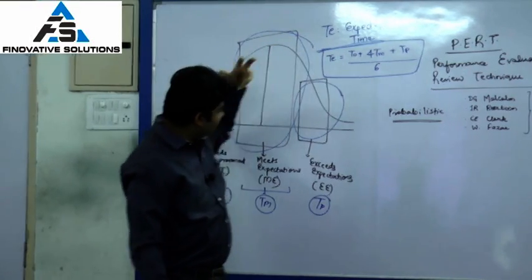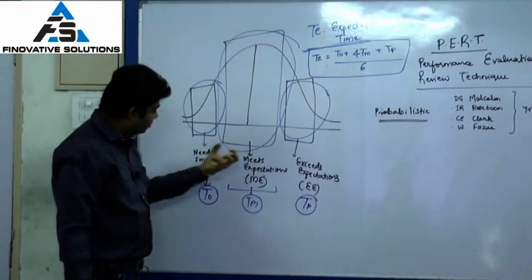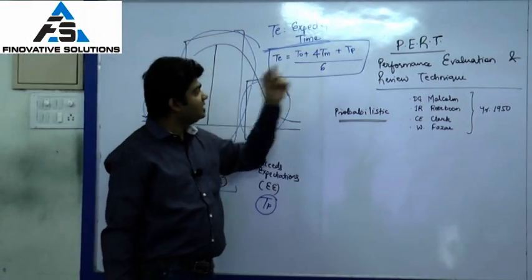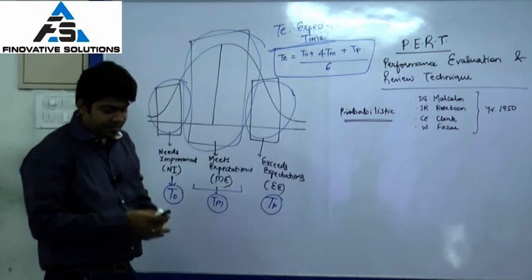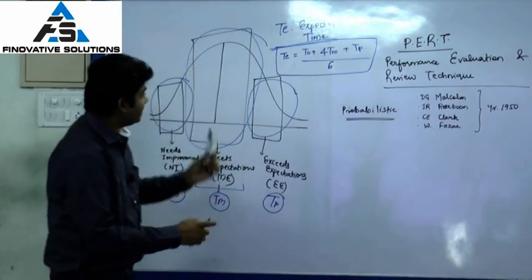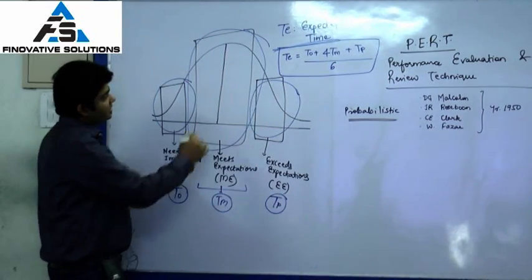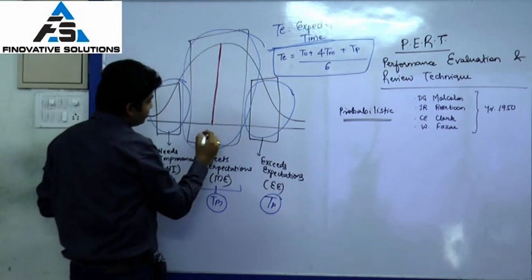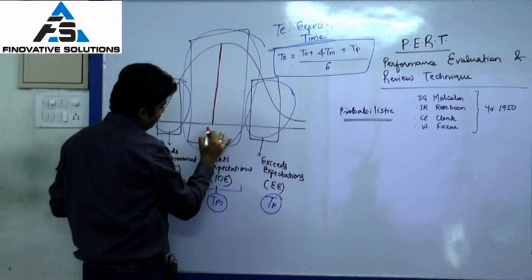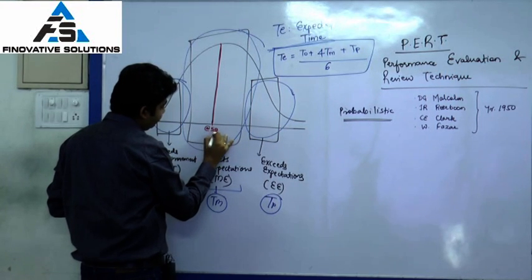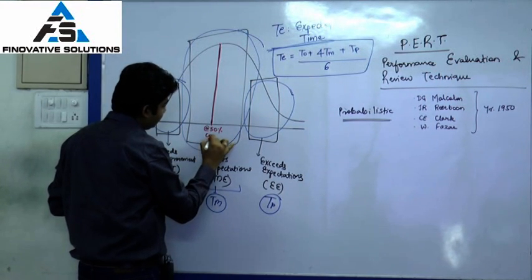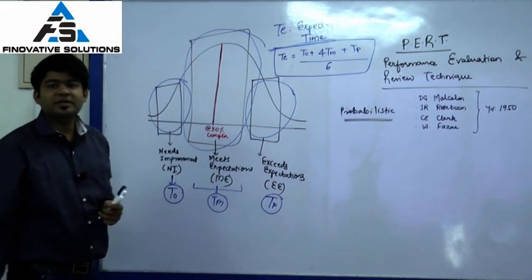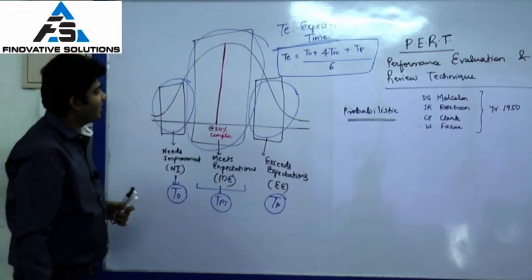So TE will be a combination of TO, TM and TP. So TO plus 4 TM plus TP divided by 6 gives TE, and based on this, we will get the time duration which has a chance of 50% completion in the time duration that is being given. So what am I trying to say?